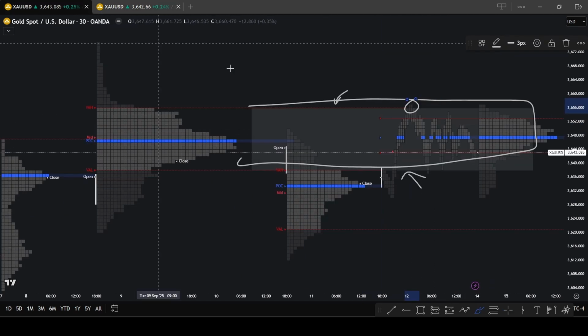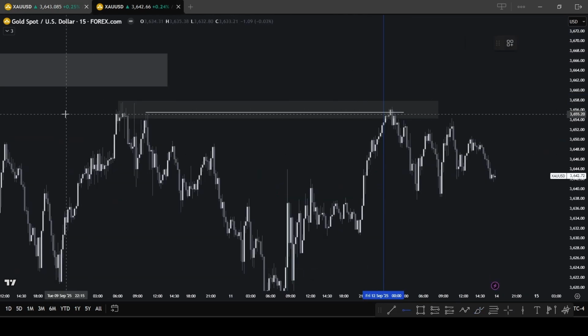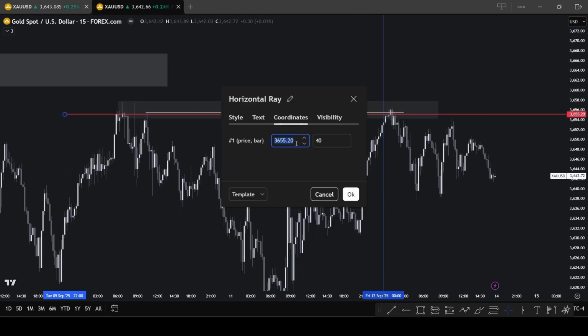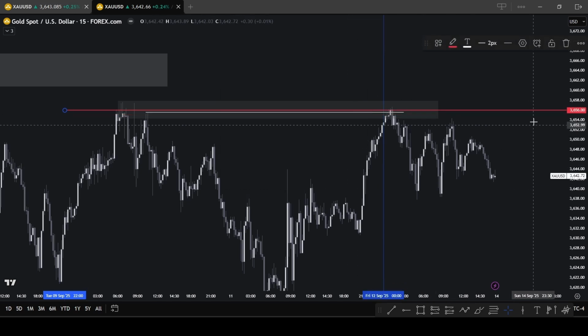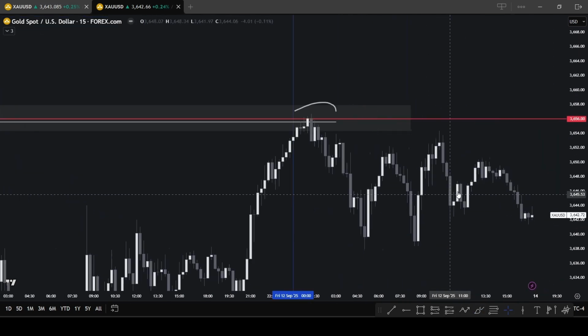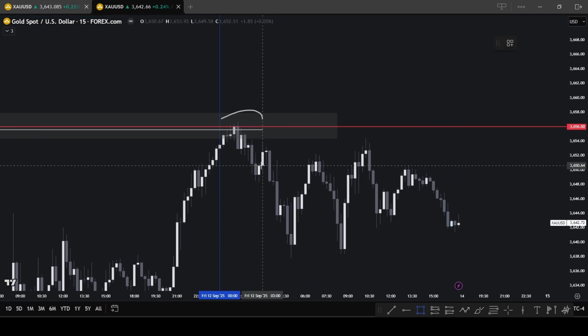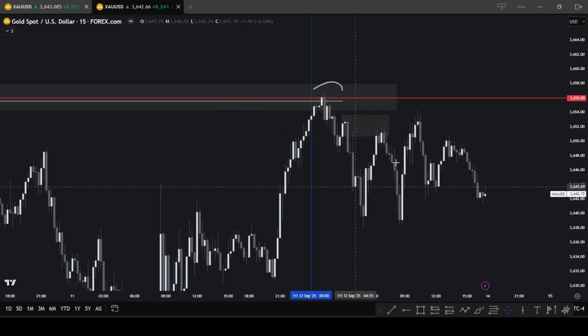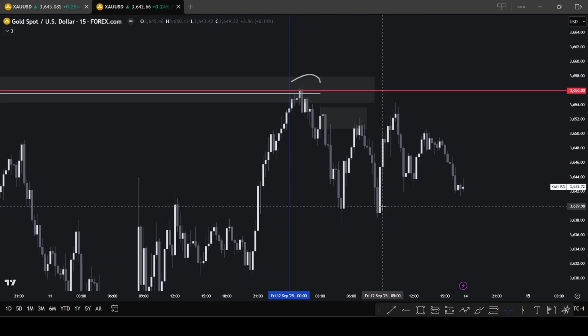There was a value area high at 3656. Okay, I marked that value area high at 3656. This was the 2-day composite value area high. We rejected from here. So in this zone I marked out here, this was my zone to short, and my plan was bearish, and there was also a small range, so I was just targeting this low.